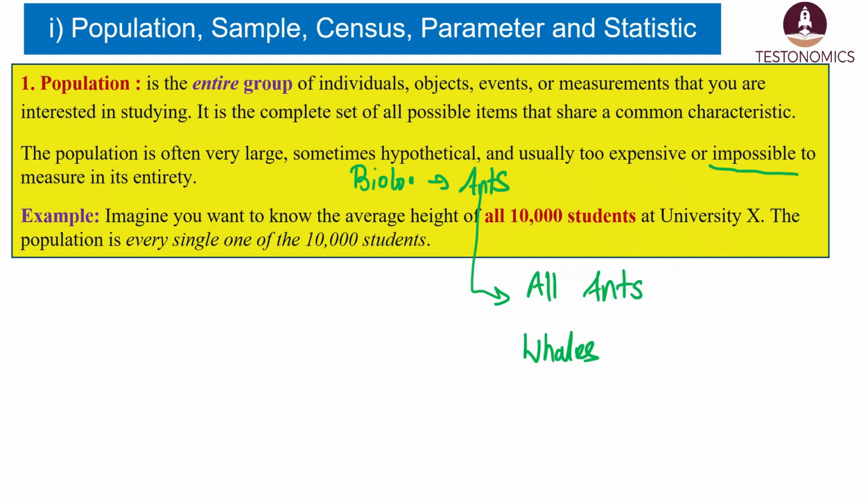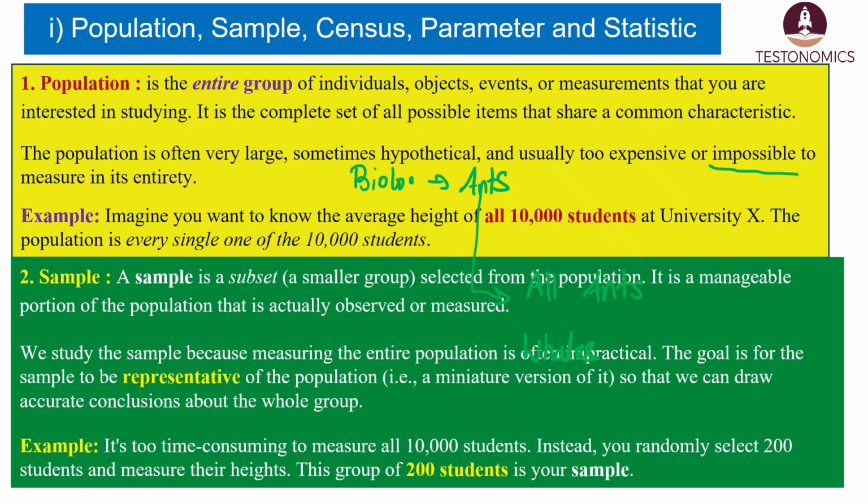That's why we make use of a sample. So what is a sample? A sample is a subset or a smaller group selected from the population. How do we select that? That's a different topic altogether, and we discuss that under sampling techniques. A sample is a manageable portion of the population that is actually observed or measured. We study the sample because measuring the entire population is often impractical. The goal is that the sample should be representative of the population. If the sample is not representative of the population, then our results will vary.